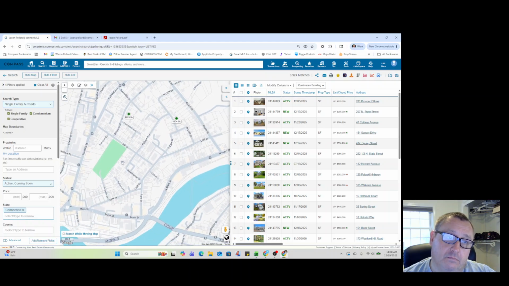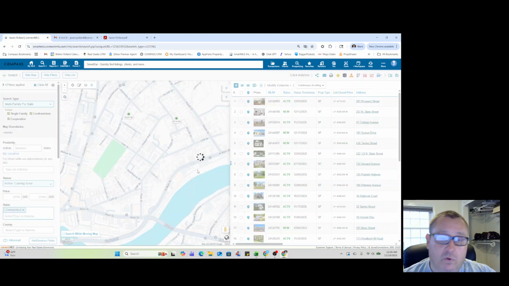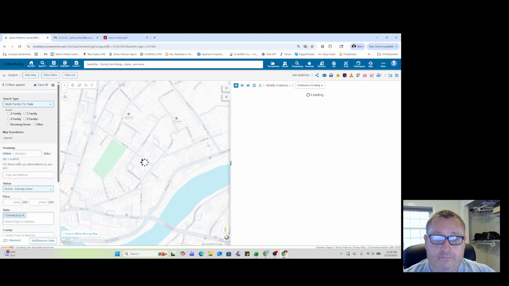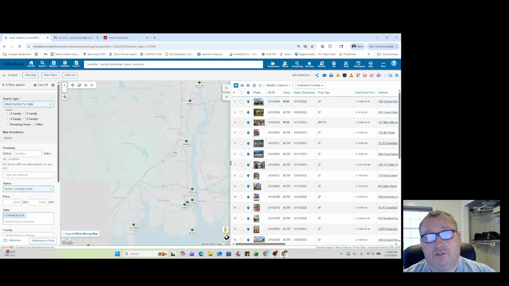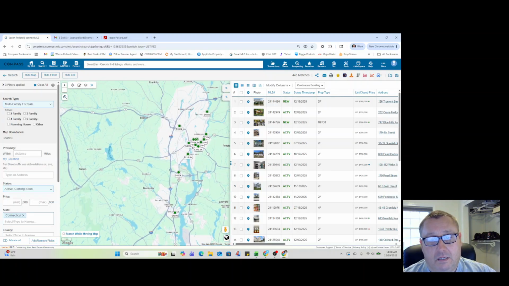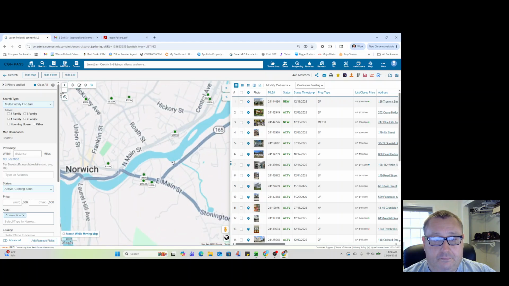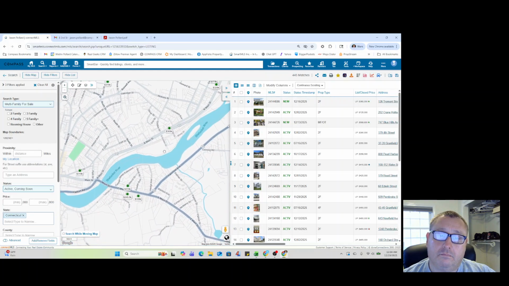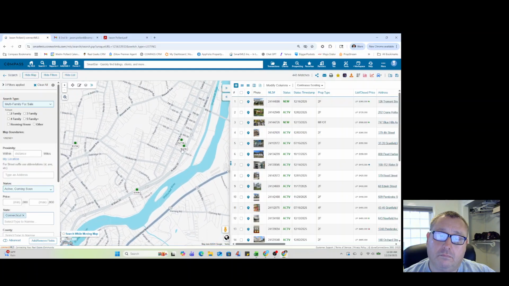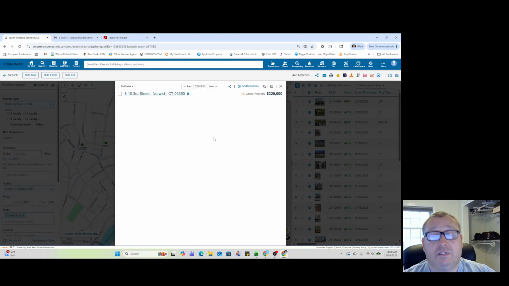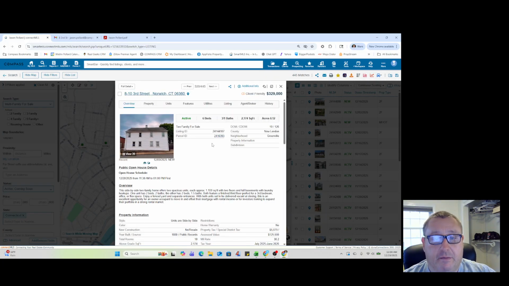All right. We want multifamilies. Gotta zoom back in here. Here we go. Here's the listing. So that's why I couldn't find it. It's the number not spelled out. So this is our listing here.